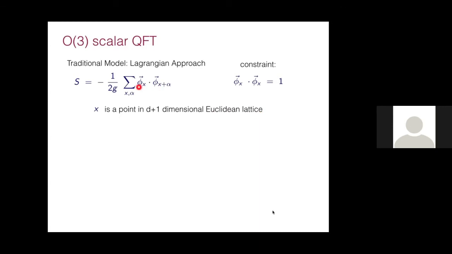And then you write down a nearest neighbor action with just the dot product. I'm sure all of you know about this. This is basically the way we think about ferromagnetism in spin models. So this is basically a lattice model to begin with. What we will find is that as you tune g, there is a particular point where a continuum limit can emerge from this theory. And at that particular continuum limit, you get an interesting quantum field theory.